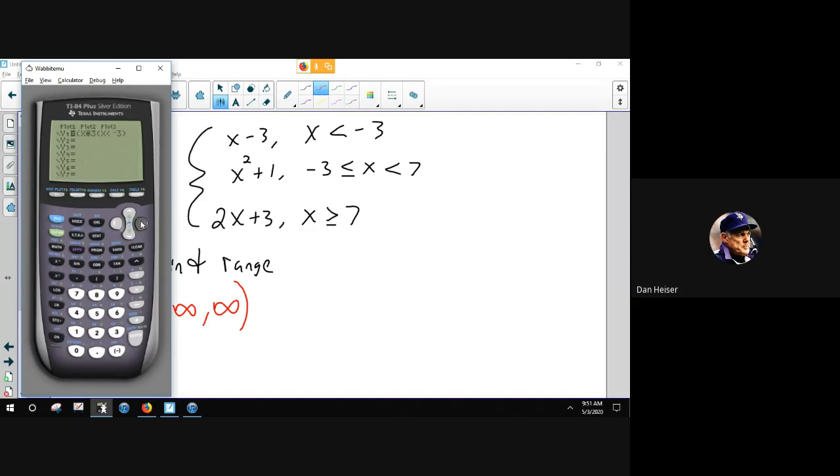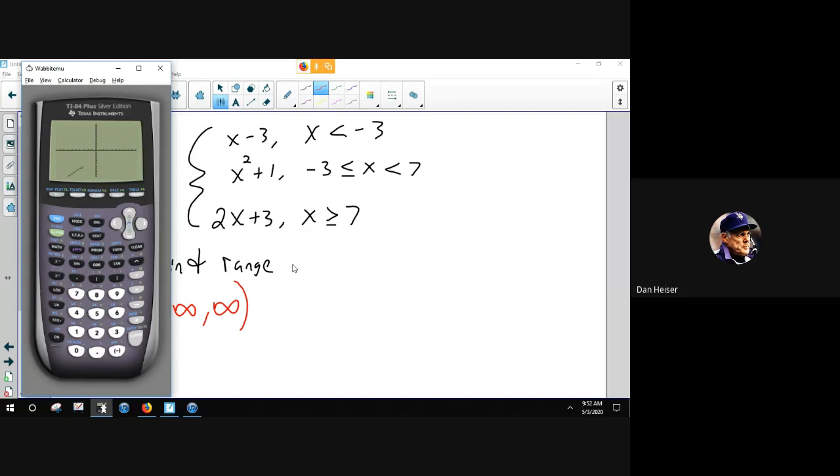Time out while I do this. I might have to insert parentheses around both. Let's try that. Yep, okay. This is a different version than I'm used to. So we have to put the x minus 3 inside parentheses, then put the inequality inside parentheses. That tells the calculator, hey, only graph that much.